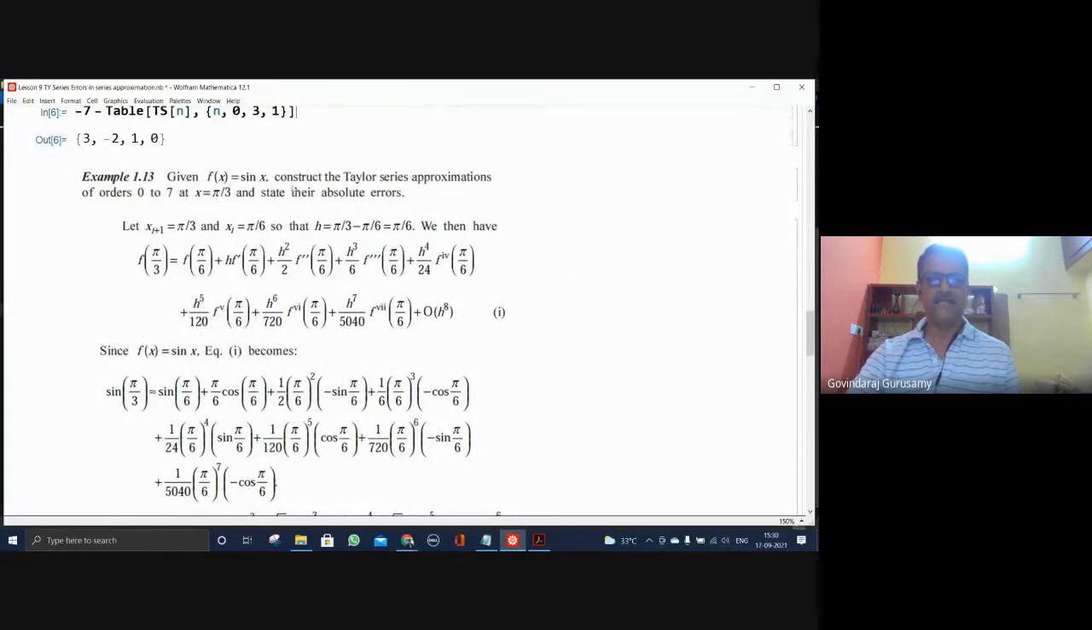f of x is sin x. Construct the Taylor series approximations of orders 0 to 7 at x equal to pi by 3. State their absolute errors. Okay, let's take x_i equal to pi by 6, and x_(i+1) is pi by 3. So this is assumed now.